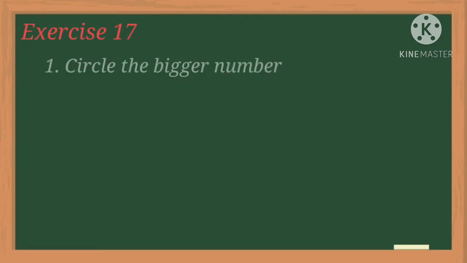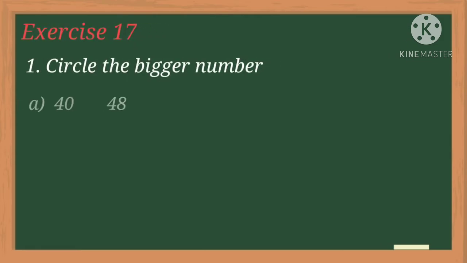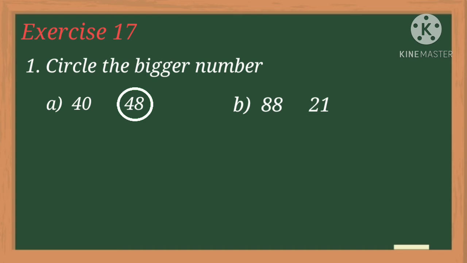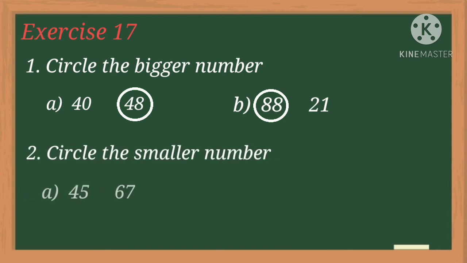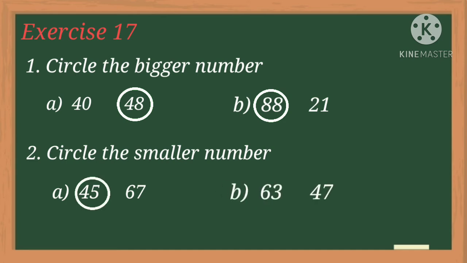Now let's see the next. Exercise 17. Circle the bigger number. Which is bigger among 40 and 48? Correct. 48 is a bigger number. And 88, 21. Which is bigger? Yes, 88 is a bigger number. Now circle the smaller number. 45 and 67. Correct. 45 is a smaller number. Second one, 63 and 47. Yes, 47 is a smaller number. In a similar way, you can write the next questions.